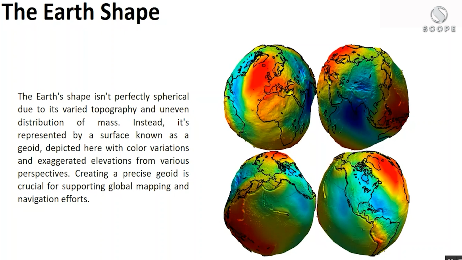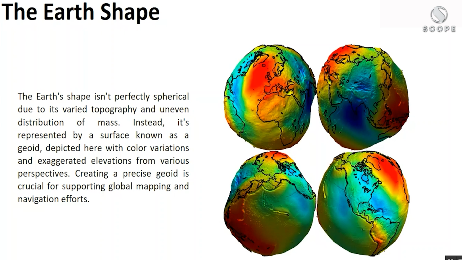Check out this cool map. It shows how high and low different parts of Earth are. It's like a colorful, bumpy version of our planet. Knowing about the geoid helps us make accurate maps and find our way around using GPS. So when you are using your phone to get directions, you can thank the geoid for helping you out.